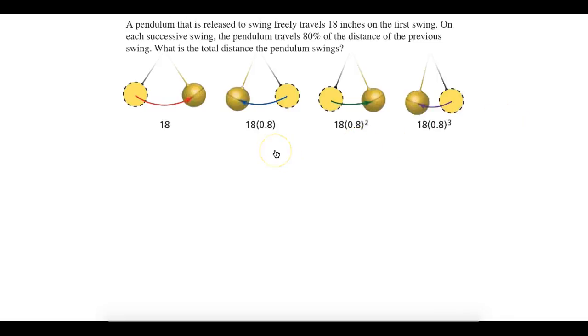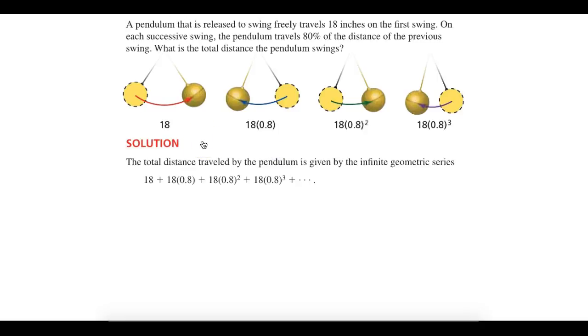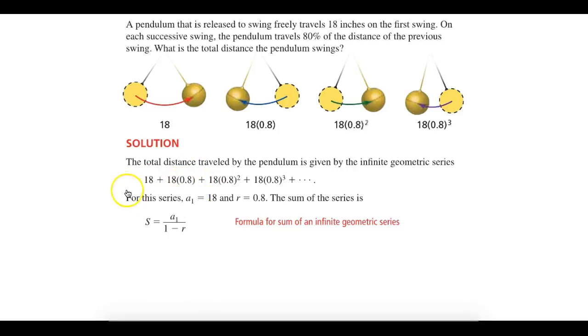So let's go ahead and, in this example, pull the information. Now, here's our infinite geometric series. We've got 18 plus 18 times 0.8. Remember, we want to know the total distance. Then 18 times 0.8 squared, 18 times 0.8 cubed. Now, right here, you should be able to determine that this is a geometric series. We've got a1, 18, times our ratio, which is 0.8. So we've got a1 and r.